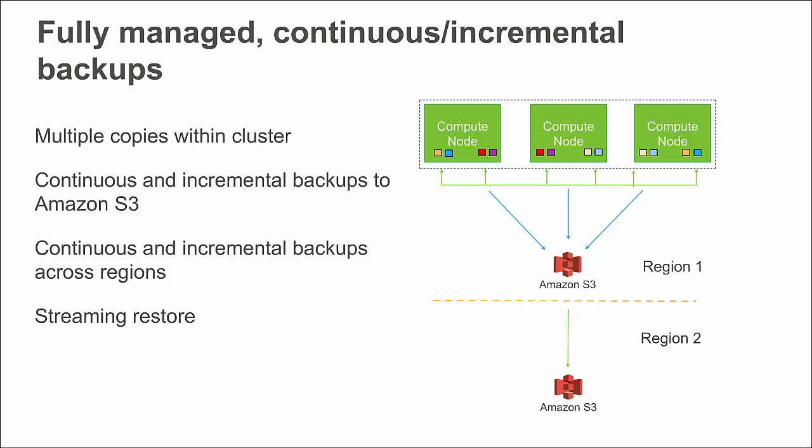Redshift also is continuously backing up to S3, so you get the benefit of the availability and durability that comes with S3. If your policy around data protection requires that you back up to multiple regions, you can configure your Redshift cluster to not only back up to S3 in one region, but also back up to S3 in another region. So at any point in time, your data will be backed up and stored in multiple regions. It'll allow you to restore from another region if you have an issue with restoring from your primary region.